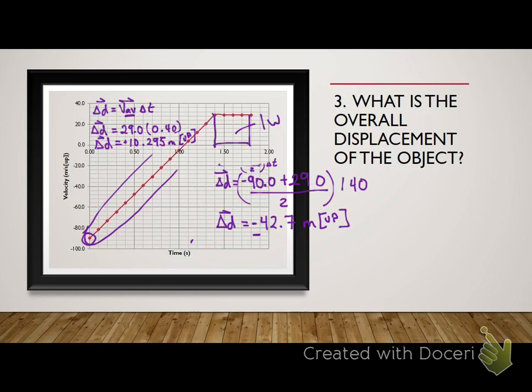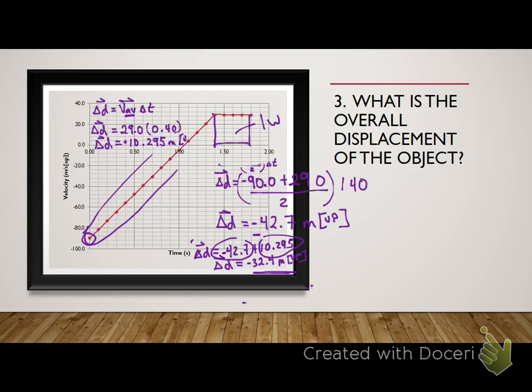So then you're just finding the sum of those two totals. So again, you're going to sum those. So we got our negative 42.7, and then we're going to add our 10.295. Again, those are going opposite directions. That's why we have a negative at the 42 and then a positive at the 10. So then our overall displacement ends up being negative 32.4 meters. That is up. Or you can write that as 32.4 meters down.